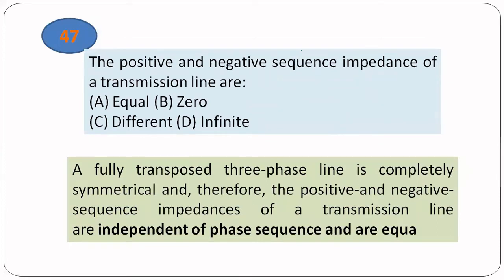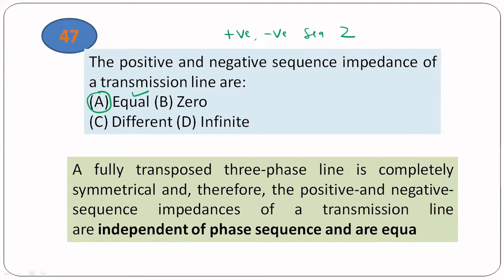Next, again from electrical power system. It says that the positive and negative sequence impedance of a transmission line. Actually, the positive sequence impedance and negative sequence impedance of a transmission line are equal, but this might not be the case for transformers, alternators, generators and so on.